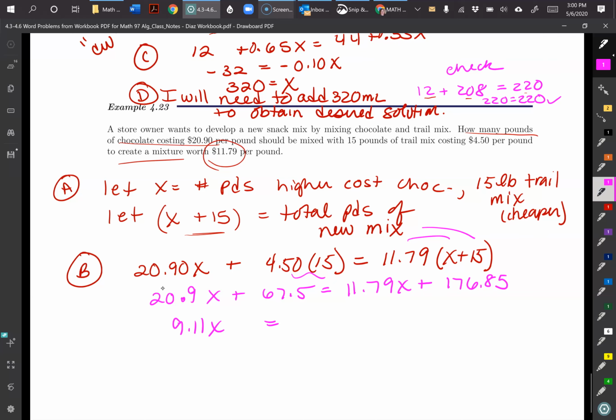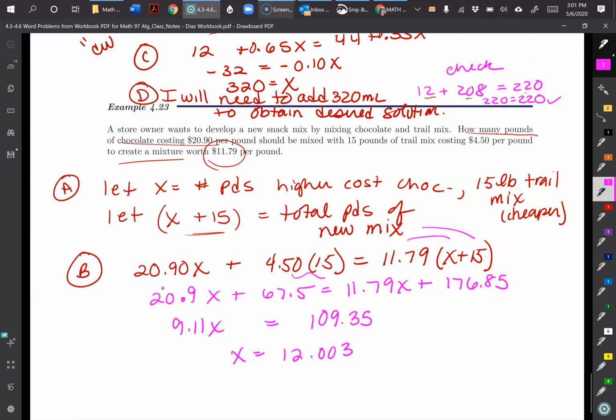So 176.85 minus 67.5. And we're streamlining our steps here now, just like you could do too. 109.35. And then divide both sides by 9.11. And we get 12.003, so about 12 pounds.